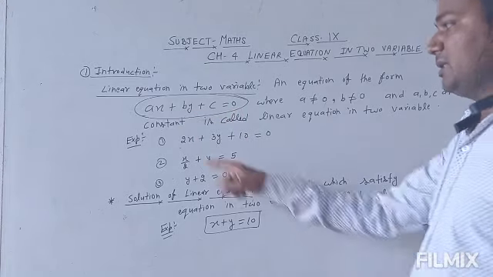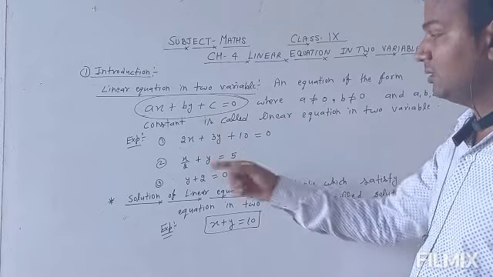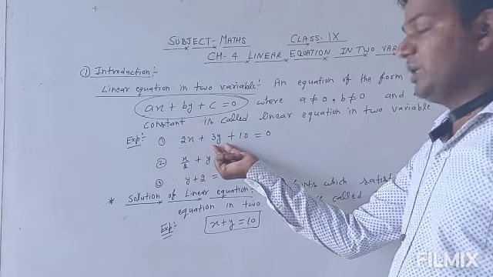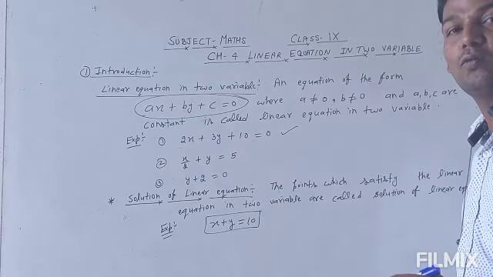Example: 2x plus 3y plus 10 is equal to 0. You can check it. This is ax, this is by, and this is c equal to 0. So this is a linear equation in two variable.